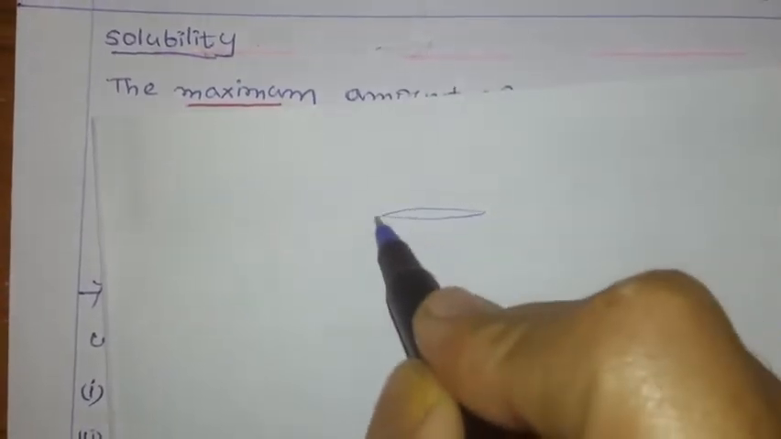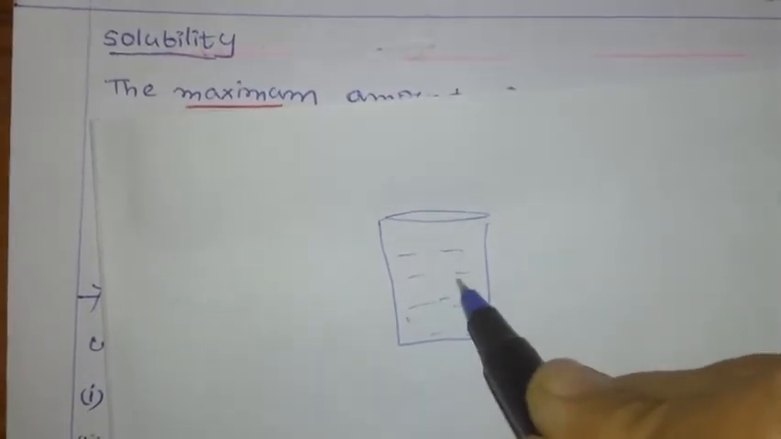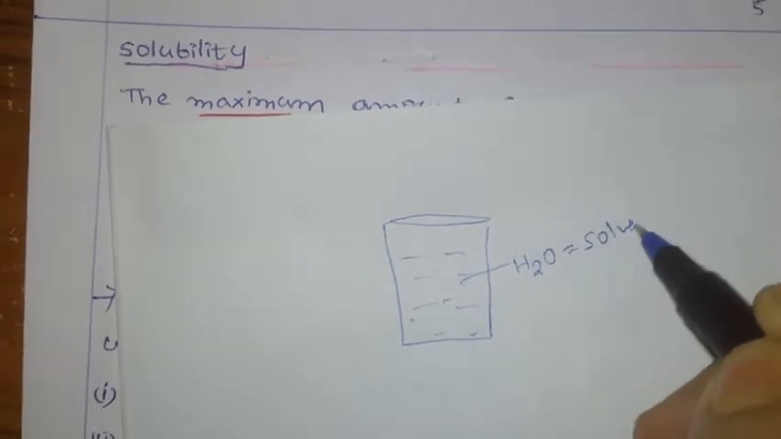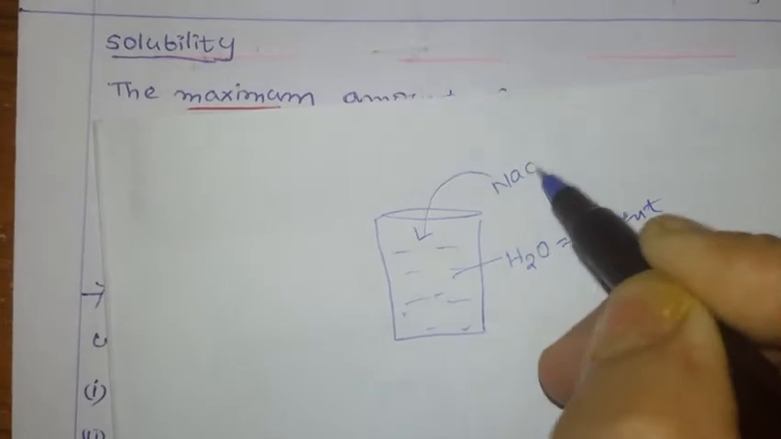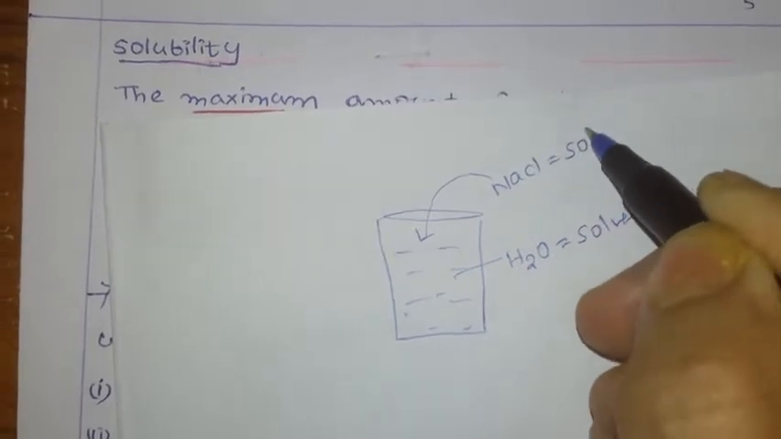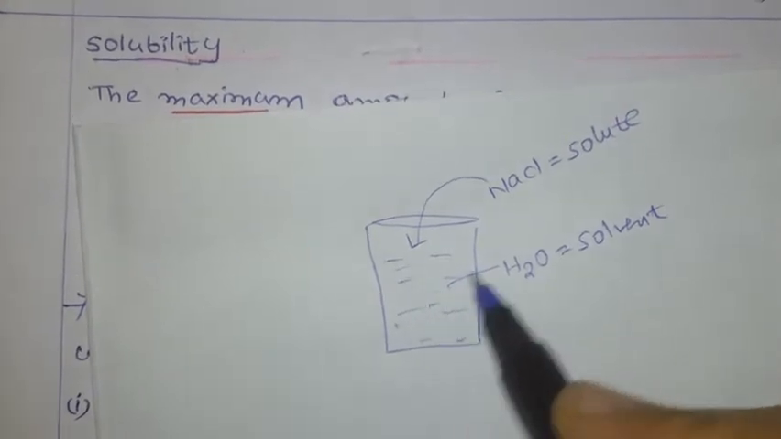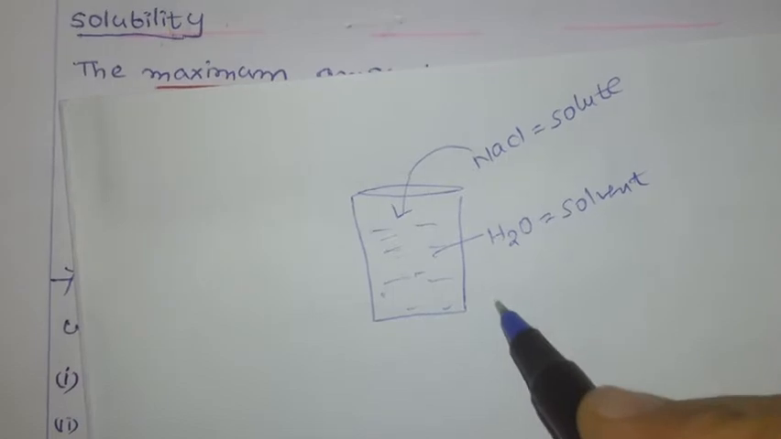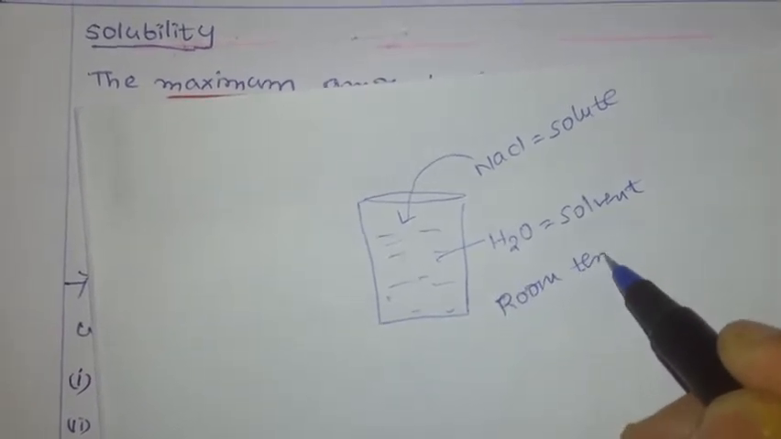That means, take one glass of water. I am taking one glass of water. This is my water. Water is in excess, so it is the solvent. In that you are going to add some sodium chloride, nothing but salt. This is our salt, this is the solute. Now you are going to add some amount of salt, and increase it one by one. Here I am talking about this at room temperature.